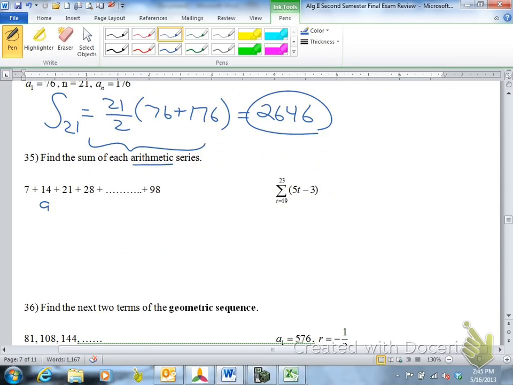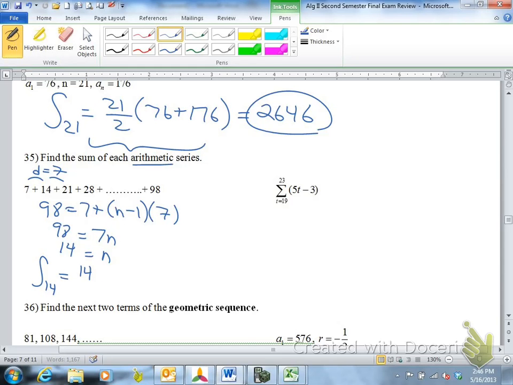So we could do 98 equals 7 plus n times your d. Your d would be adding 7 every time. Solving this, you would get 7n equals 98. So n is 14. And now you have n, you can do the sum of 14 terms is 14 over 2, the first term plus the last term, which is 7 plus 98, or 105, giving 735.